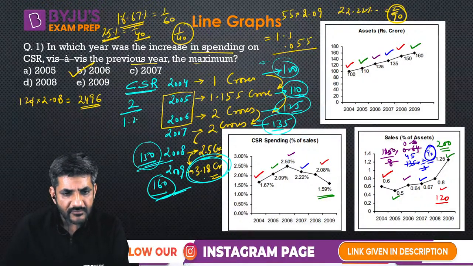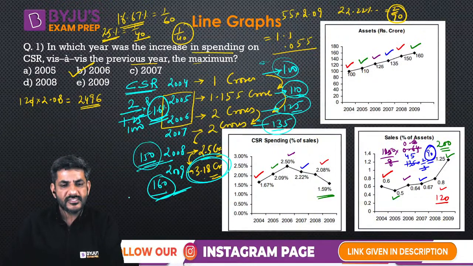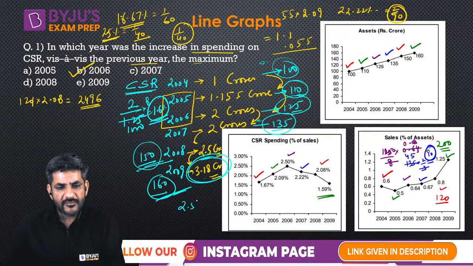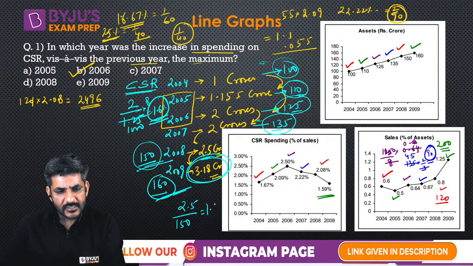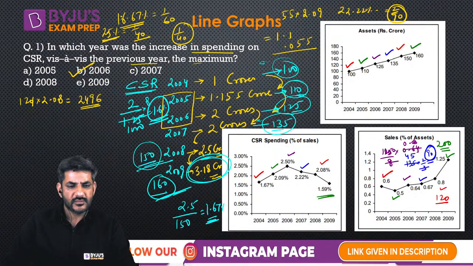2 divided by 1.25, so 1.25 is 1000 divided by 8. This is exactly 1.6%, whereas 2.5 out of 150 is 1.67%. So this is higher, Manisha. I think 2008 should be the answer, not 2006, in my opinion.